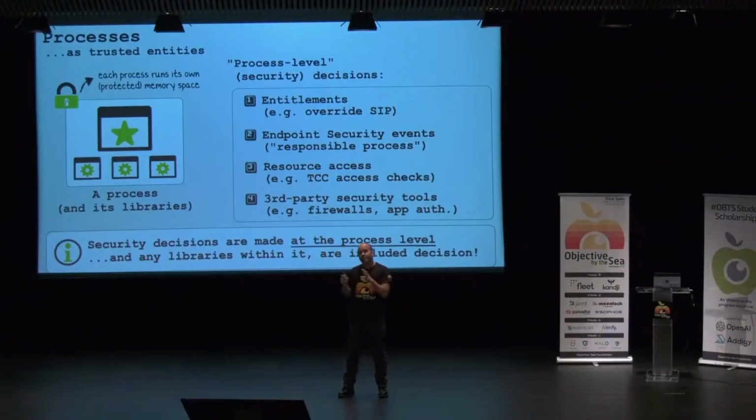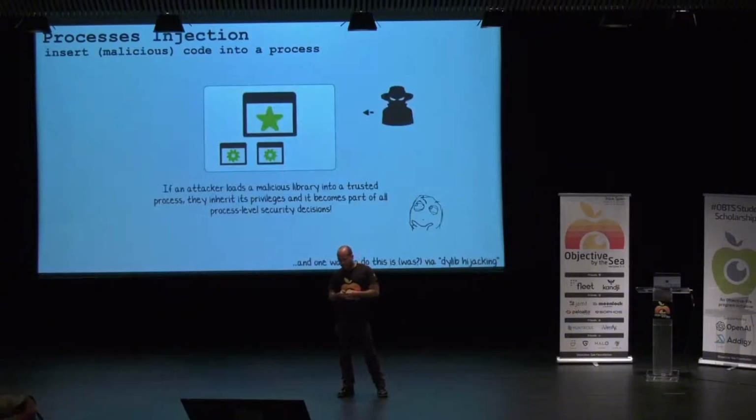On macOS, here are some of the process-level security decisions. For example, entitlements are applied to the process, but then are applied to anything loaded in the context of that same process. Endpoint security events, we will see, are tied to a responsible process. Resource access, like TCC checks, are done at the process level. And then we'll also see a lot of security tools make decisions based on processes.